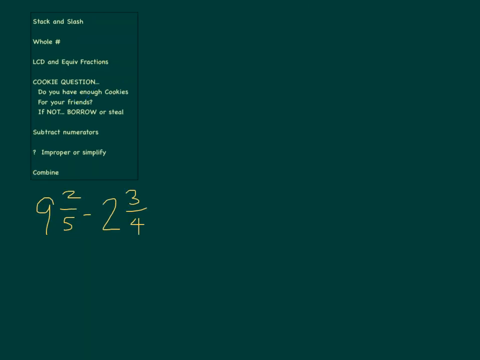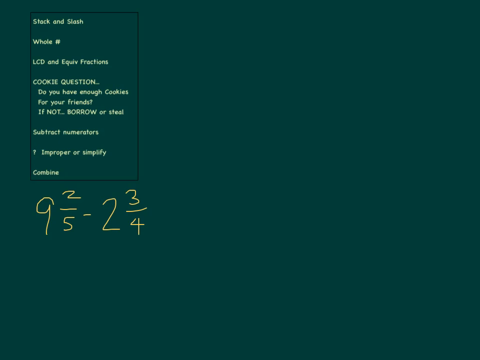All right, time for the last question. 9 2/5 minus 2 3/4. Again, stop the video, you work it completely out, then turn it on and check.